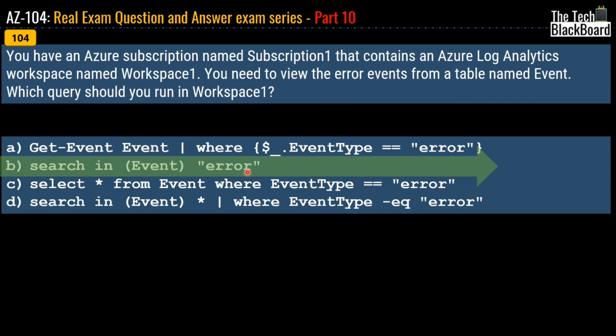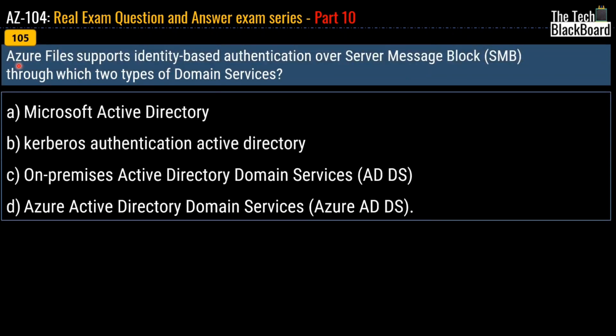Our question number 105 says that Azure Files supports identity-based authentication over Server Message Block through which two types of domain services. And your options are Microsoft Active Directory, Kerberos Authentication Active Directory, or on-premise Active Directory Domain Service, or the last option is Azure Active Directory Domain Service.